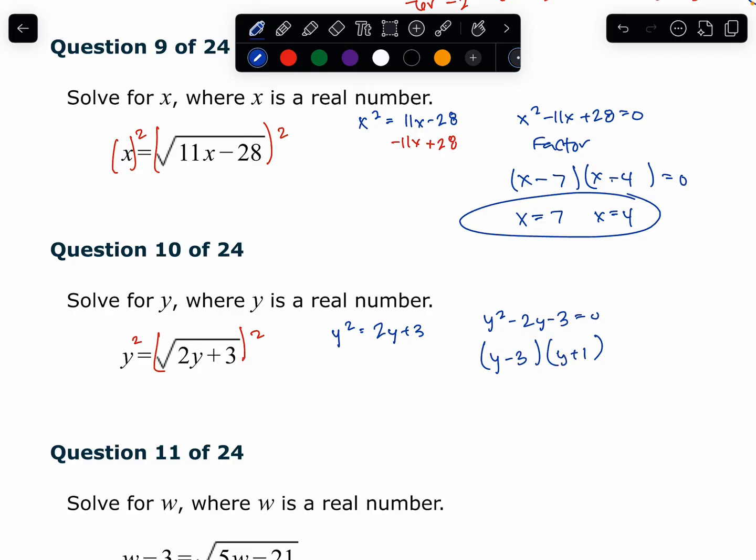I think that's right, because that will give me y squared. You'll get plus 1y minus 3y. That gives you negative 2. Yeah. Okay, so then we get y is equal to 3, and we'll get y is equal to negative 1.